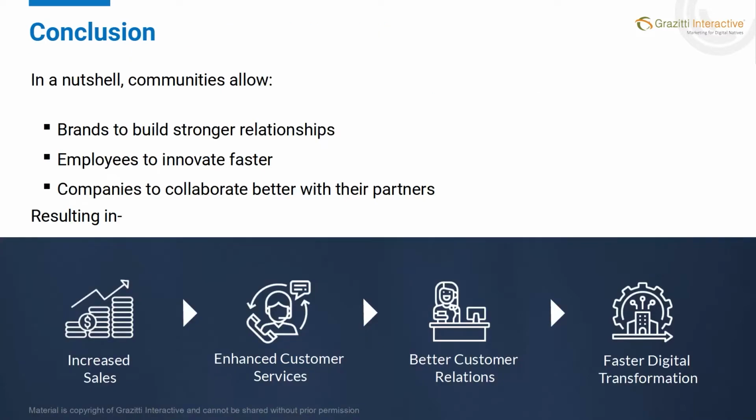In a nutshell, I think today organizations are more aligned with their customers. Employees are able to respond faster than ever with customers' input. Companies can collaborate with their partners better than ever. So it's fair to say that having an online community is more essential than ever.